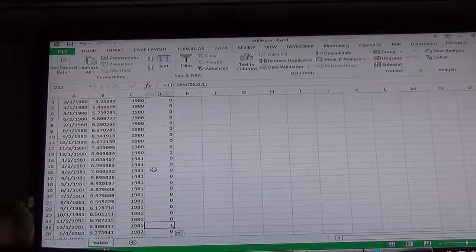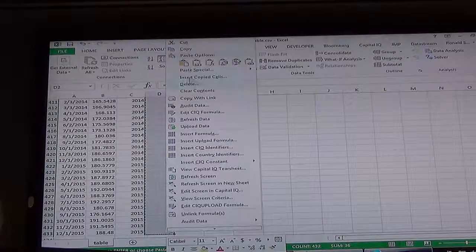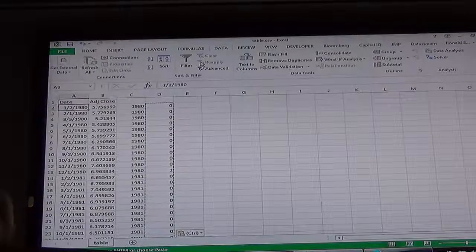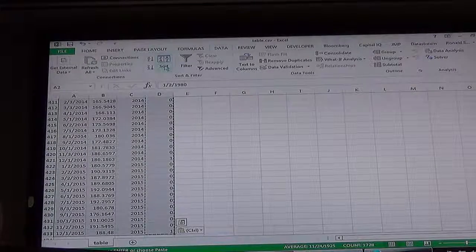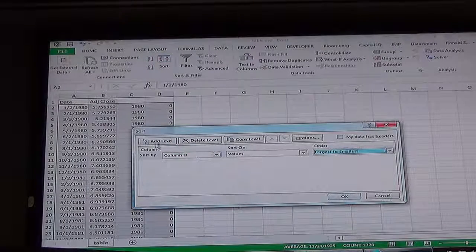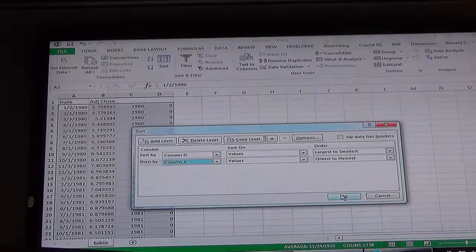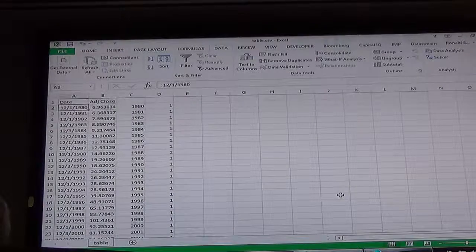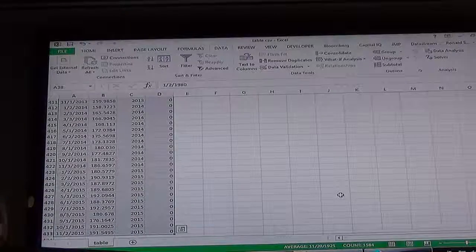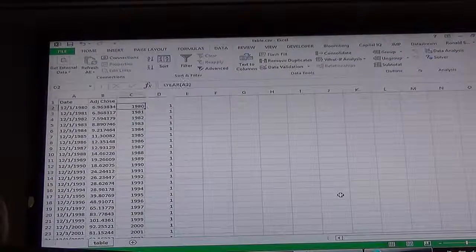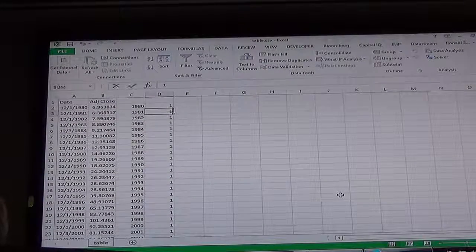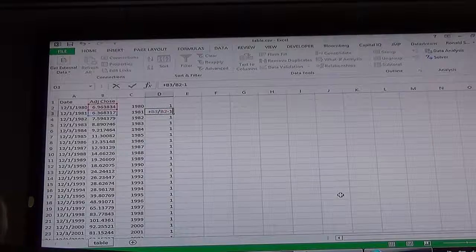And so now what can I do? I can copy that and paste it as values. And then when I sort it, what do I end up with? All my Decembers. Isn't that exactly what I need? I'll see what I did. And so how do I get my returns now? I just take ending divided by beginning, minus 1.